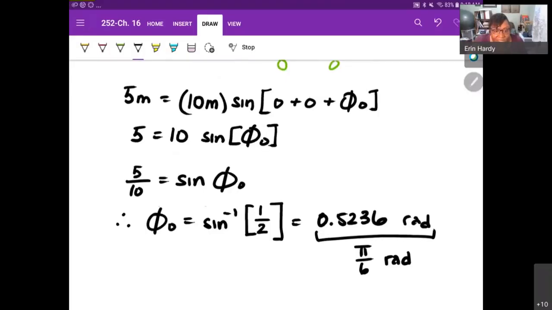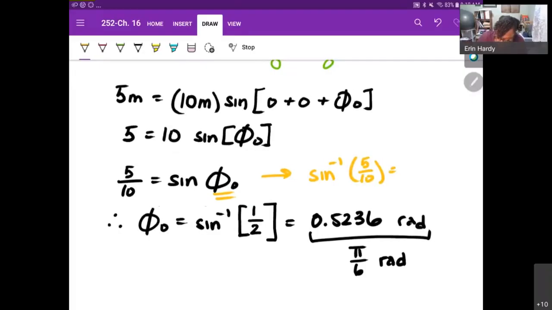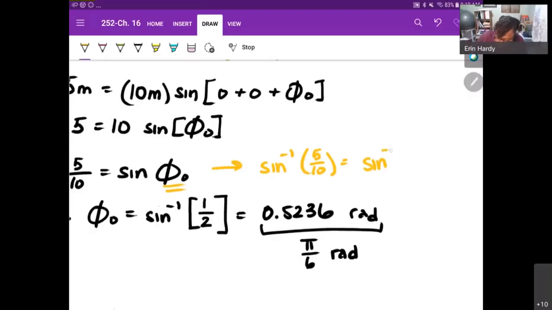We've got a chat question: why is the sine changed to an inverse sine? Because we are solving for phi naught. So in order to undo the sine on each side, I'm essentially doing this. The inverse sine of 5/10 is equal to the inverse sine of sine phi naught. So I'm just going to end up with phi naught by itself on the left, and then my inverse sine of 5/10.